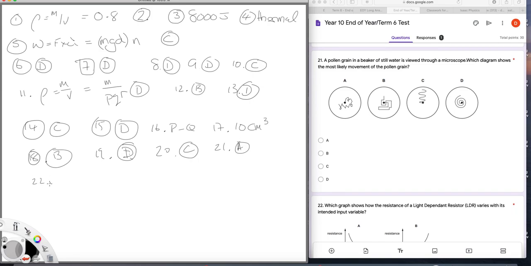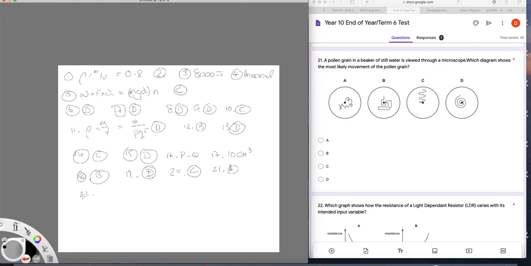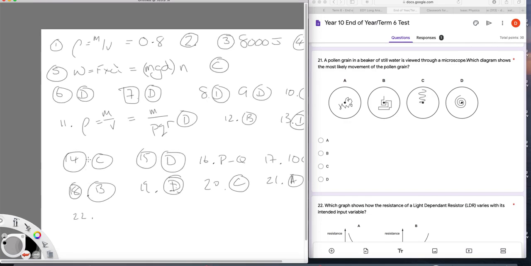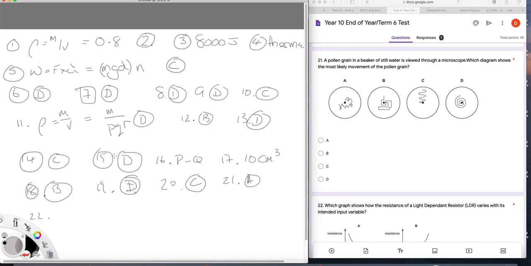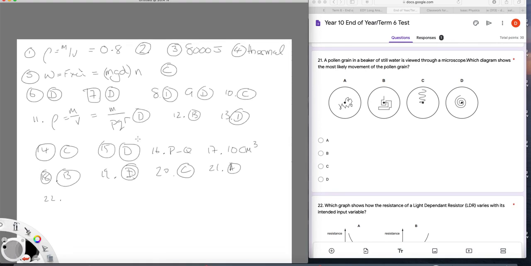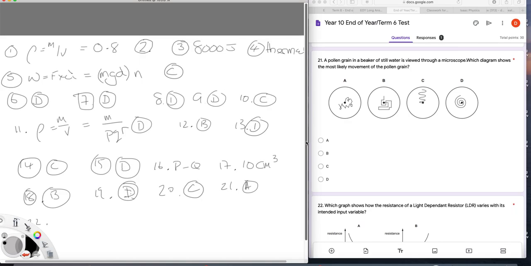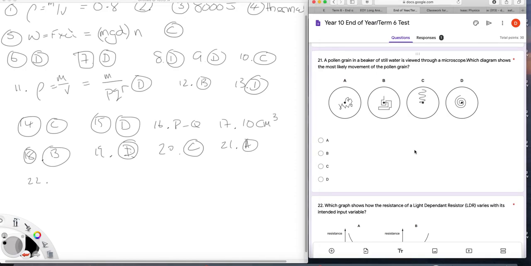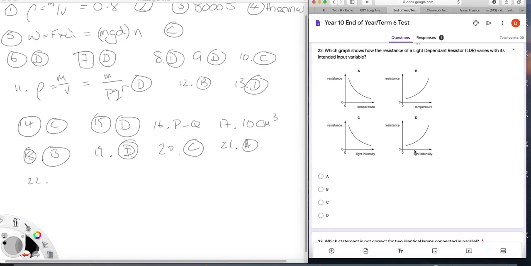22. Which graph shows how the resistance of an LDR varies with the intended input variable? Okay, well, the intended input variable will be light. So it's got to be one of the bottom two, right? So does the resistance increase with light intensity or decrease? Well, the answer is it decreases, so it's C.